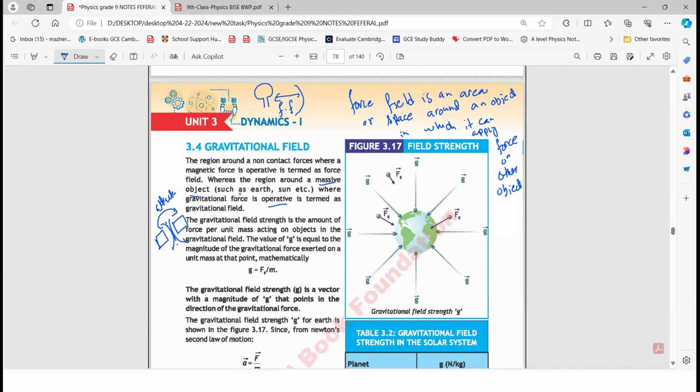अब उन्होंने gravitational field strength को explain किया हुआ है यहाँ पे. Gravitational field strength is the amount of force per unit mass acting on an object in the gravitational field. Gravitational field की definition उन्होंने अलग से explain की हुई. Gravitational force has a different definition. And again, gravitational force is attractive in nature. उसकी direction है, so it is a vector quantity, and always towards the center of an object.